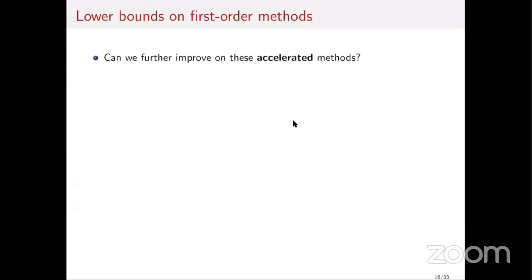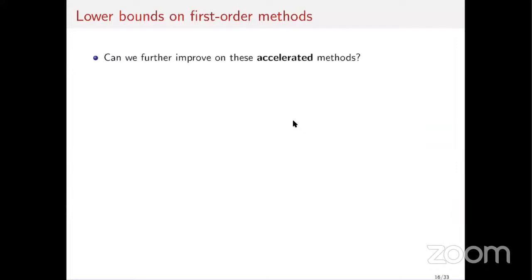So let me just conclude this discussion of fast methods by asking: we've started with the gradient method, we've shown that one can improve on it and get a better rate. Can we further improve on these accelerated methods? Can we get a better convergence rate? For example, instead of having a dependence of 1 over k squared at iterate k, can we get something like 1 over k cubed or 1 over k to the 4?